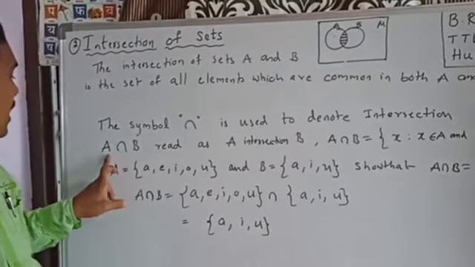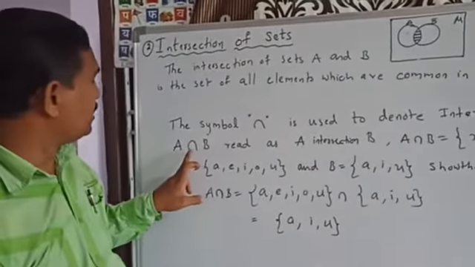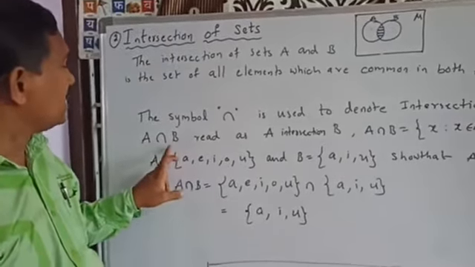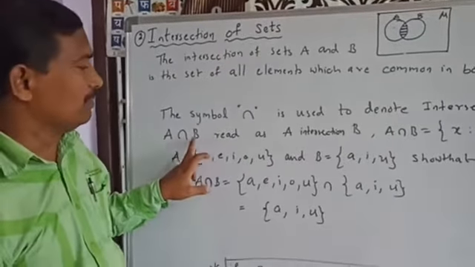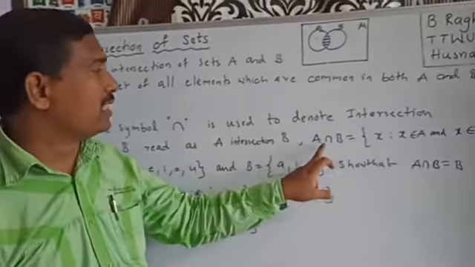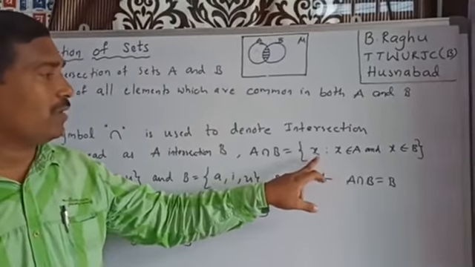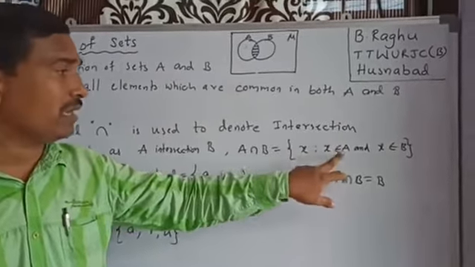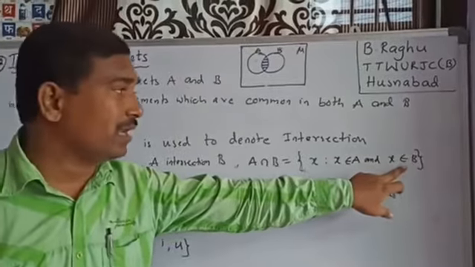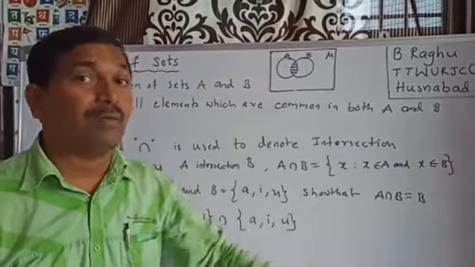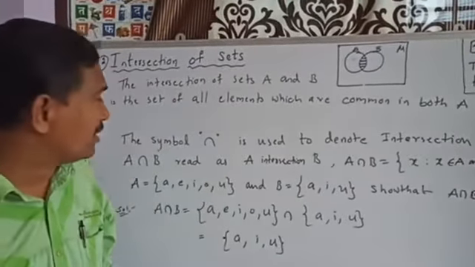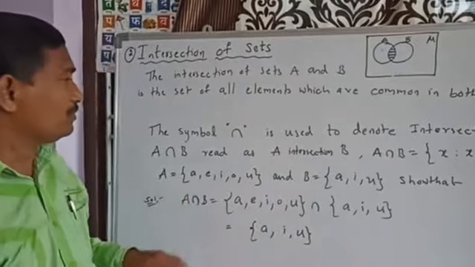A ∩ B is read as A intersection B. It is denoted as A ∩ B, the set of elements x, where x is an element such that x should be in A and x should be in B. x is a common element in the sets A and B. Let us take one problem.